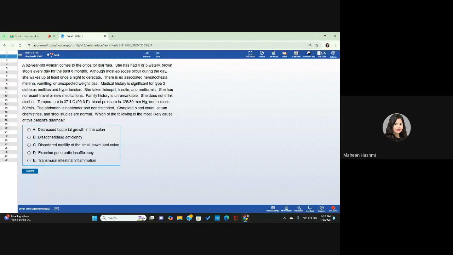Temperature is okay-ish. Blood pressure is 125/80. Pulse is 80. Abdomen is non-tender and distended. CBC, serum chemistries, and stool studies are normal. Which of the following is the most likely cause of the patient's diarrhea? Okay, so we have a 62-year-old woman. She comes because of diarrhea. She has 4 to 5 watery brown stools every day for the past 6 months, which occur during the day, but also at night. There is no associated hematochezia, melena, etc. Medical history is significant for type 2 DM, and she takes a lot of medications. All right, what do you think is happening?